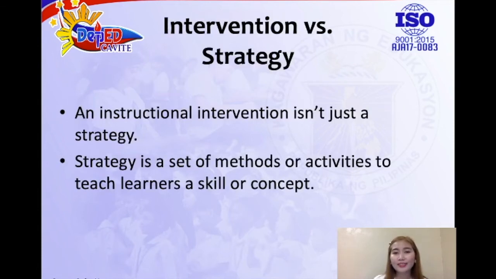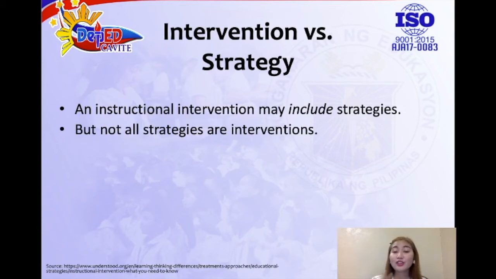Okay, now let's differentiate intervention and strategy. Oxford Languages says that instructional intervention is not just a strategy. A strategy is a set of methods or activities to teach learners a skill or concept. So methods and activities are the key words for strategy. An instructional intervention may include strategies. So this says that intervention is higher than strategy. Not all strategies are interventions.